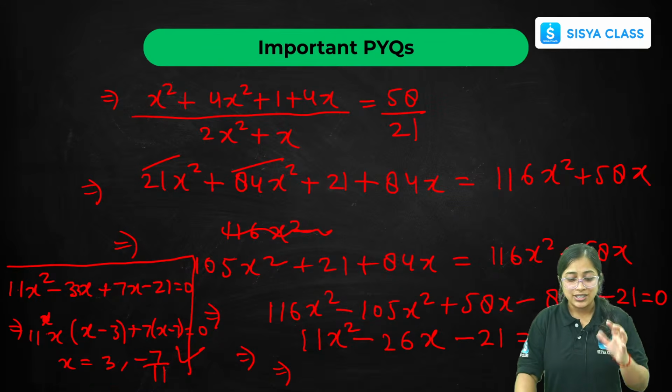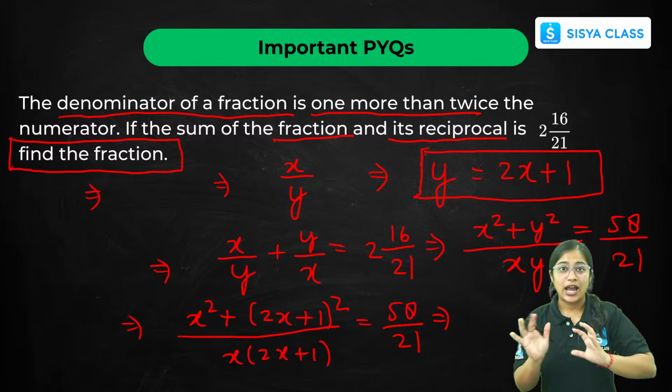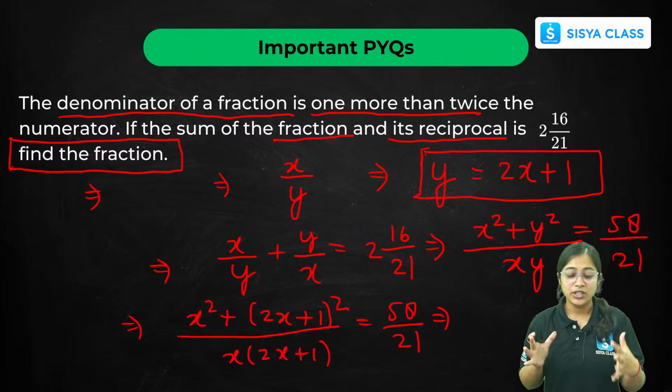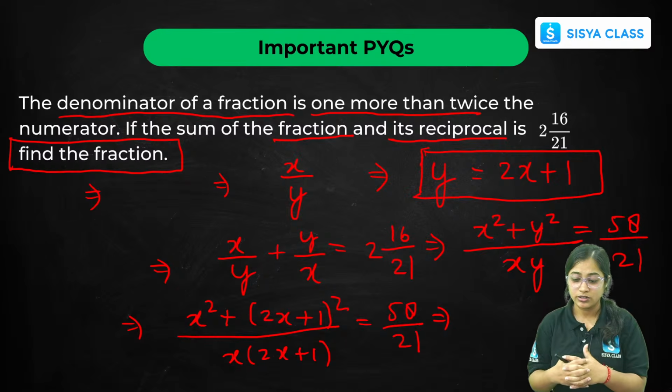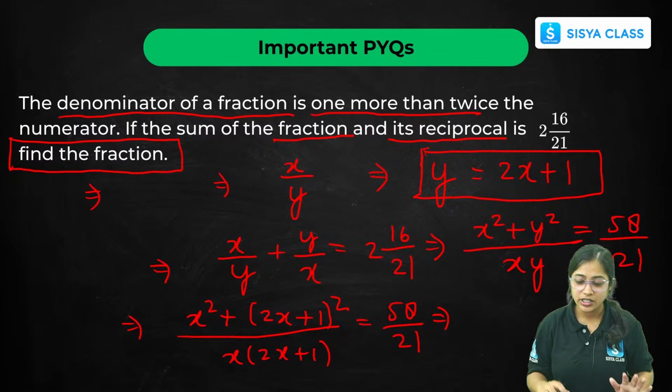This simplification you can do, but what was important in this question? To frame what the relation is between your numerator and denominator, and how you are getting the quadratic equation. That is very important.